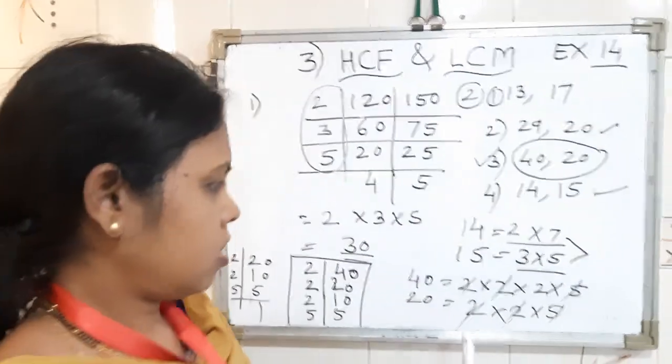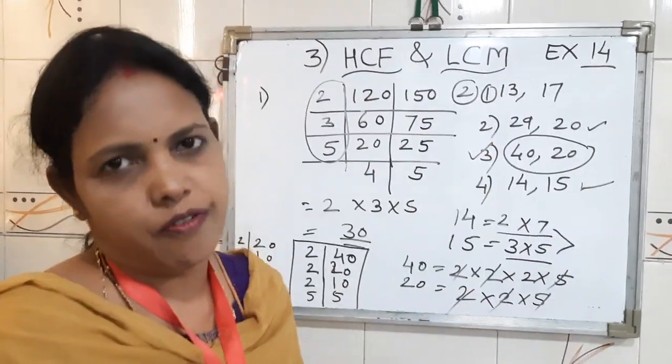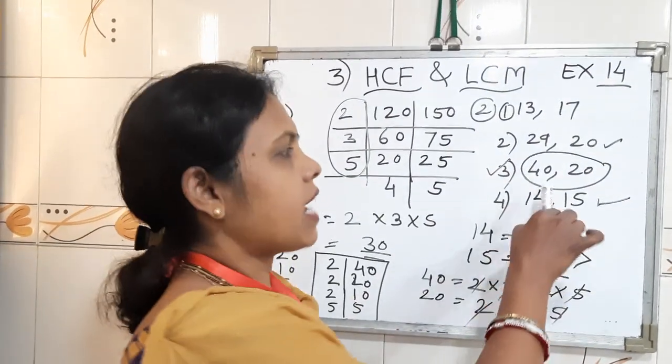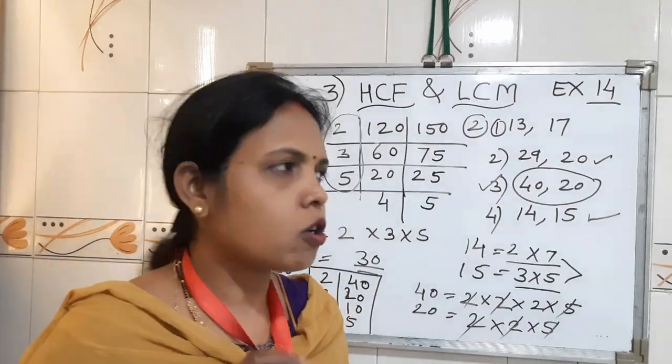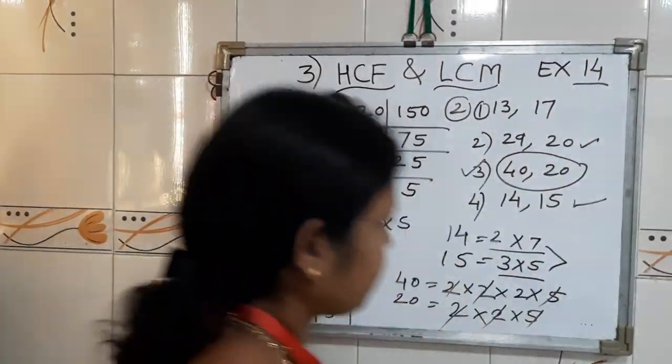We got 2, 2, 5. It means we got more than one common factor. That's why our answer is the third one. So children, we are moving to the next question.